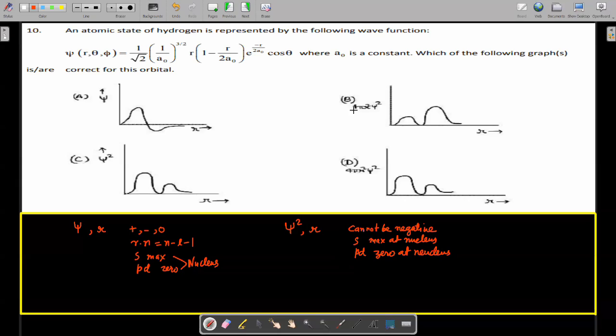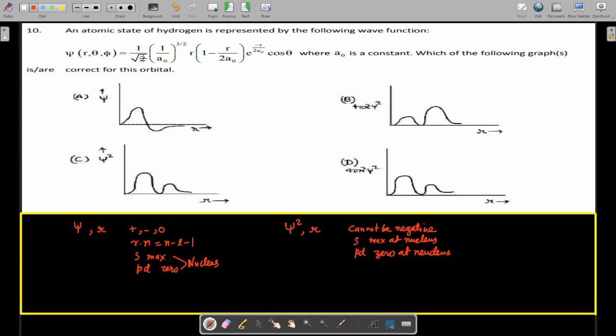The third graph is radial distribution function versus radial distance. It is always positive. It cannot be negative. It always starts from origin for s, p and d. And as we move away from the nucleus, the amplitude of height should increase. So now we know all about the three types of graph.